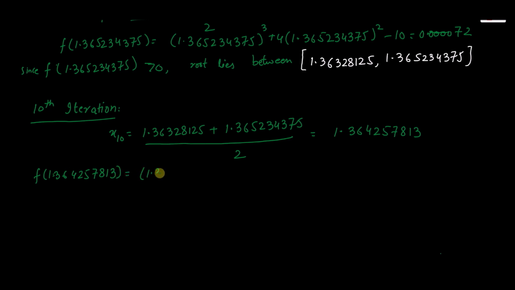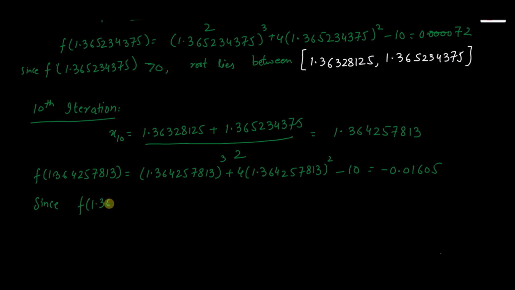So we will get 1.364257813 raised to cube plus 4 times 1.364257813 raised to square minus 10. When we solve it, we get the result negative 0.01605, since the function at 1.364257813 is less than 0.